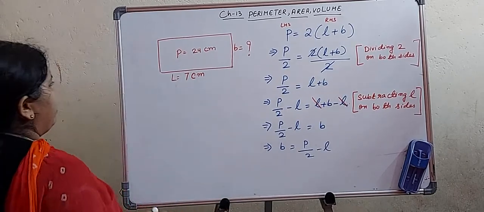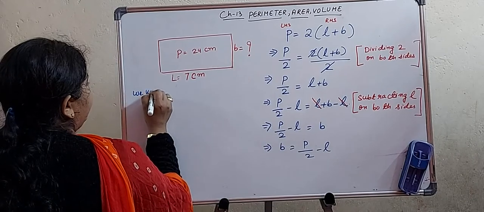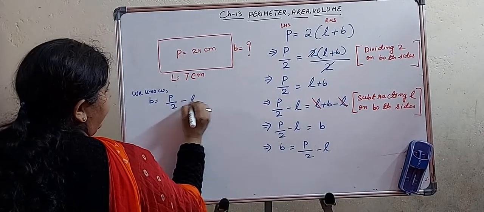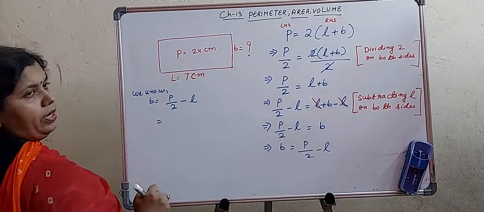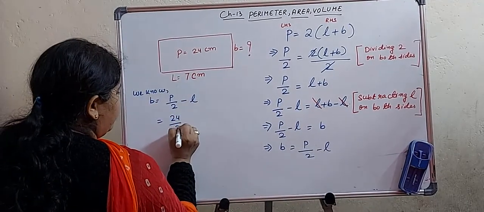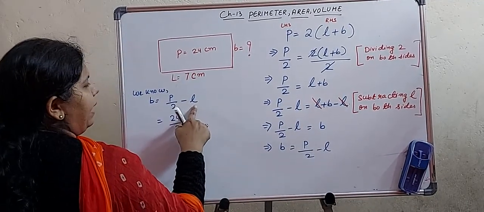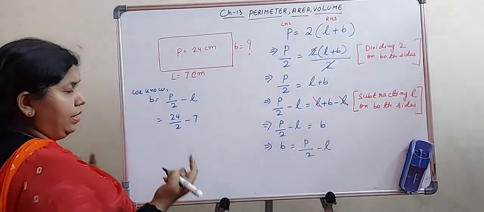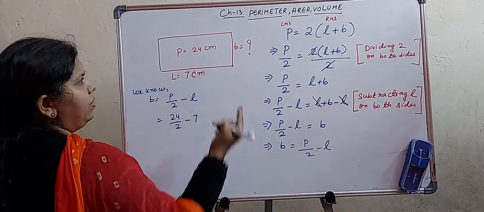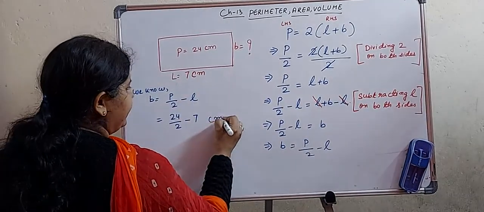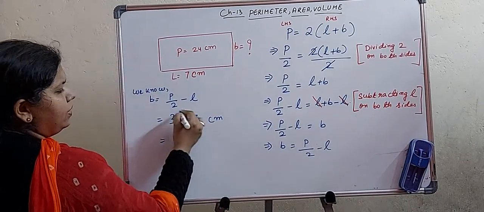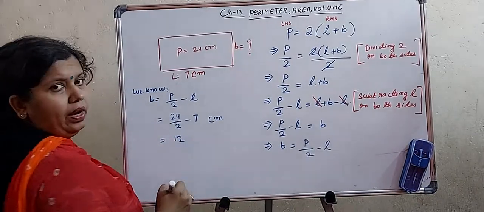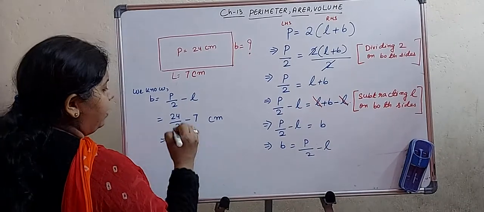Now we will apply this formula here to take out the breadth. We know B equal to P by 2 minus L. So what is my P? It is 24. So 24 by 2 minus, what is my L? L is 7. So 7. You will write the unit as centimeter only, because everything is in centimeter. So first we will solve this division part. 24 by 2, how much will we get? We will get 12. And here you will do minus 7 centimeter.